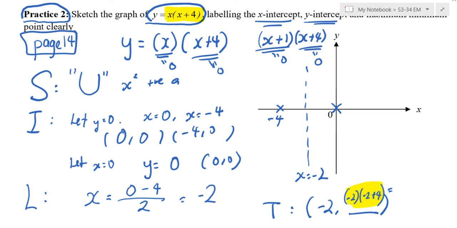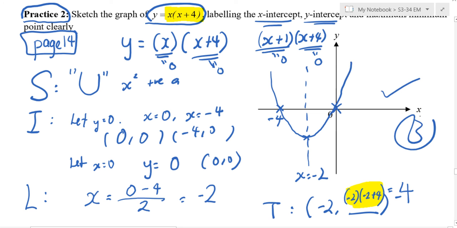Okay, now let's continue. So what's the number? 4. Really? Negative 4. So plot your point, done. Yeah, full marks, 3 marks. All okay?